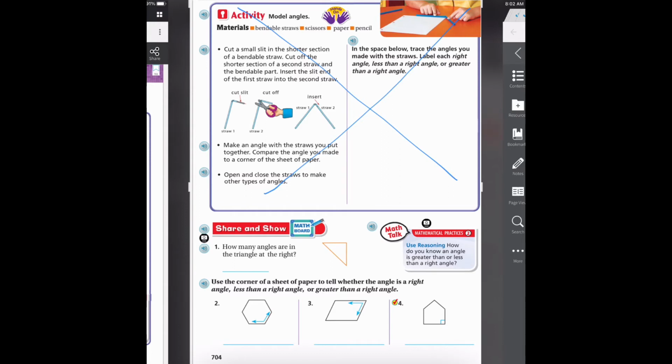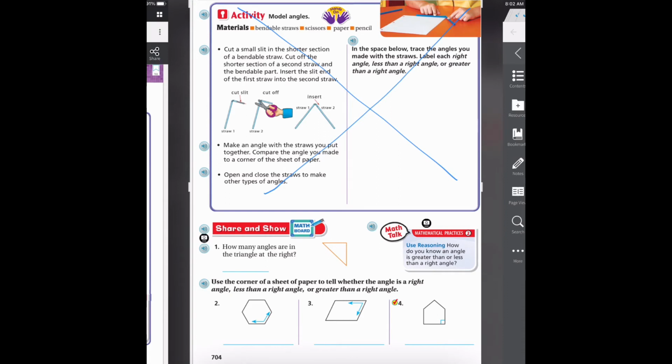If you get them all right, you can have a quick 5-second silent dance party. If you get any wrong, that's okay. Just fix them up and try to understand how or why you made your mistake. So go ahead and pause the video now and work on your 1 through 7 Share and Show problems.